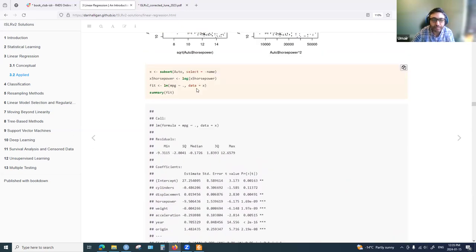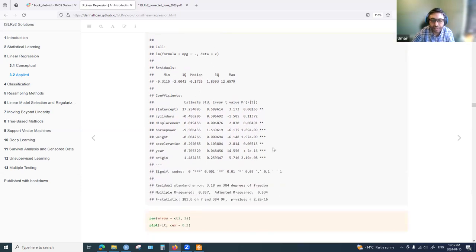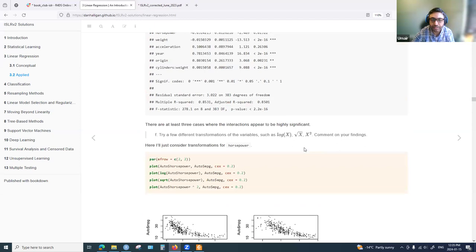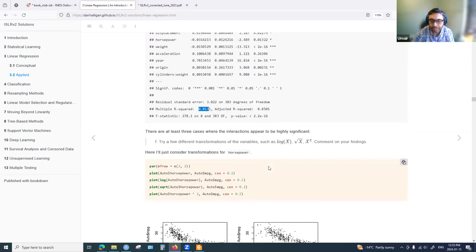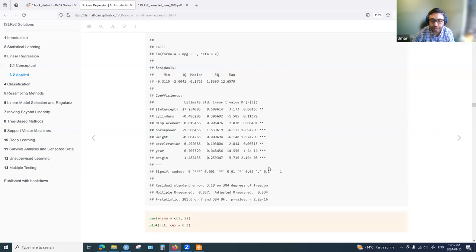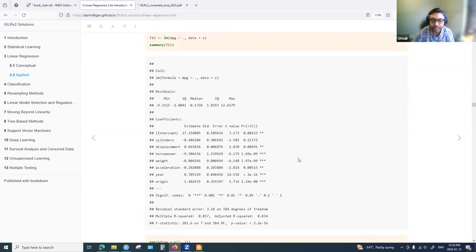And this is another example, actually based on the log transformed horsepower, where we fit the model again. If we compare, for example, here we get 0.837 and here we got 0.85. So results are similar in terms of the model goodness of fit.